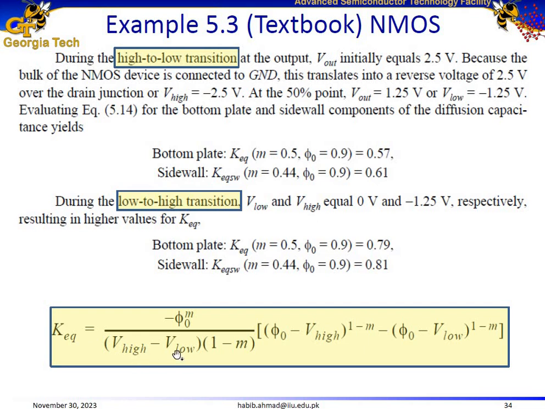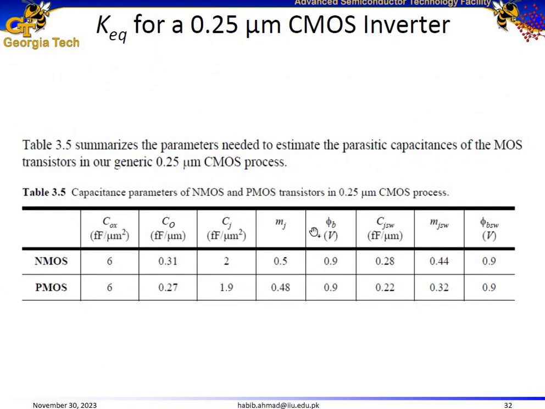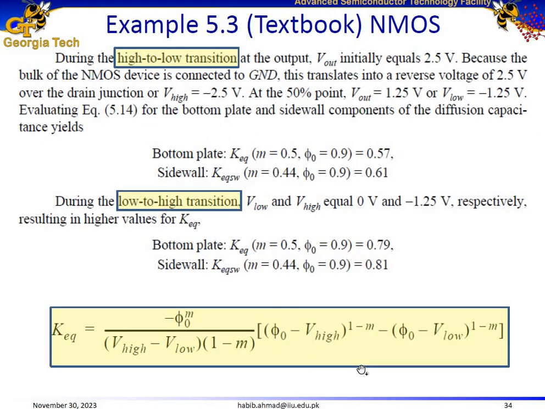So putting in these values, 2.5 and 1.25, into this equation, and we can plug in the values of phi and M for the NMOS from this table, the value of phi for the NMOS from here. Using these values and this equation, we can calculate it for the bottom plate, and we can calculate K equivalent for the sidewall as well for high to low transition.